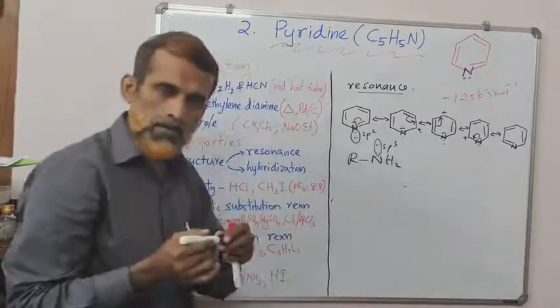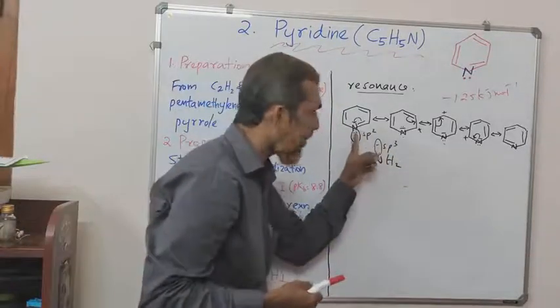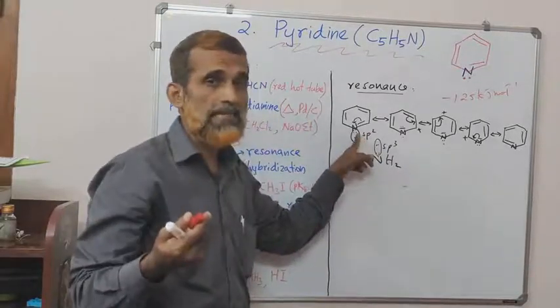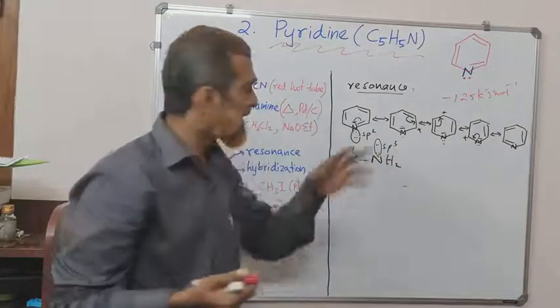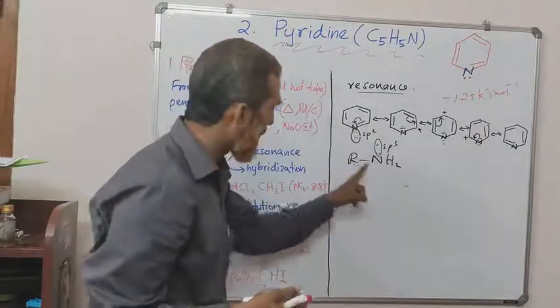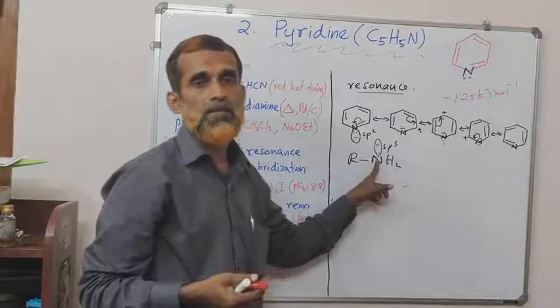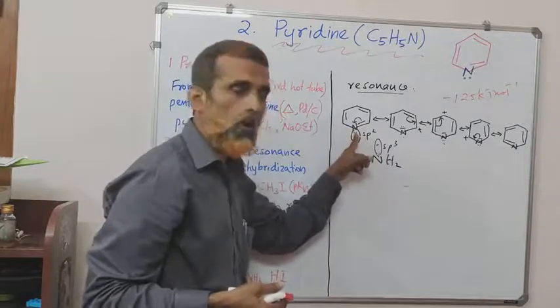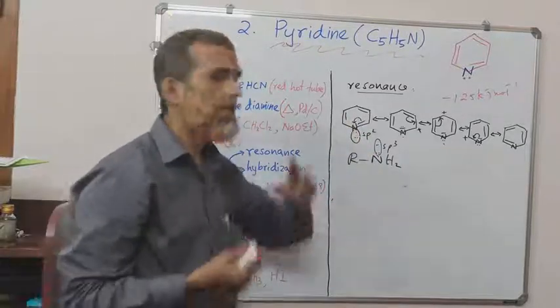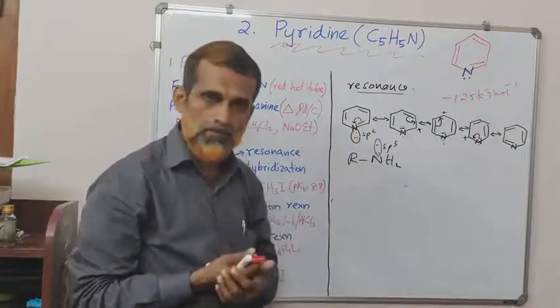So what? You know that sp2 hybrid orbital having more percentage s character is more electronegative. That means it holds electrons tightly compared to sp3 hybrid orbital. So donation of lone pair is more difficult in pyridine than in aliphatic amine.